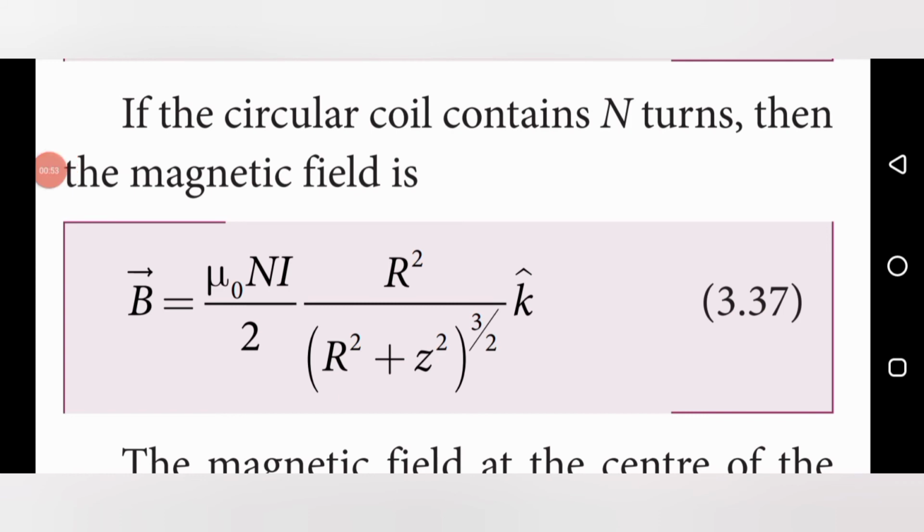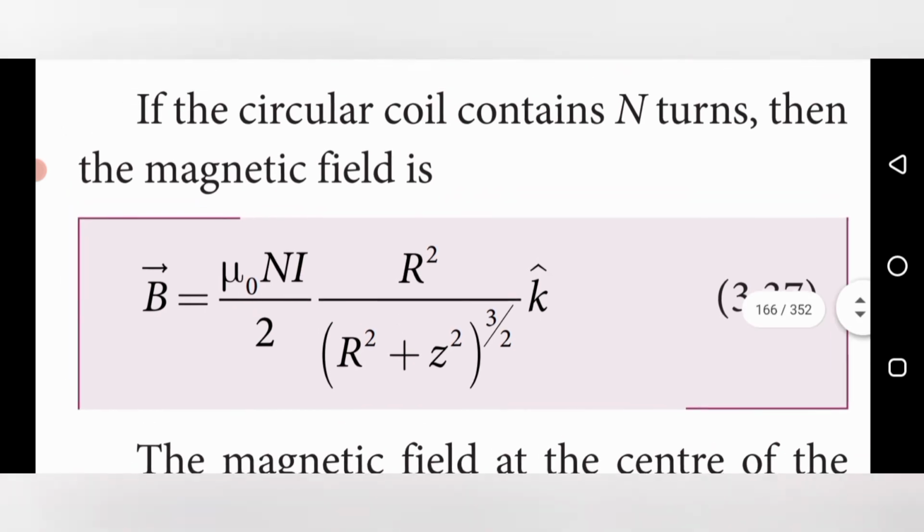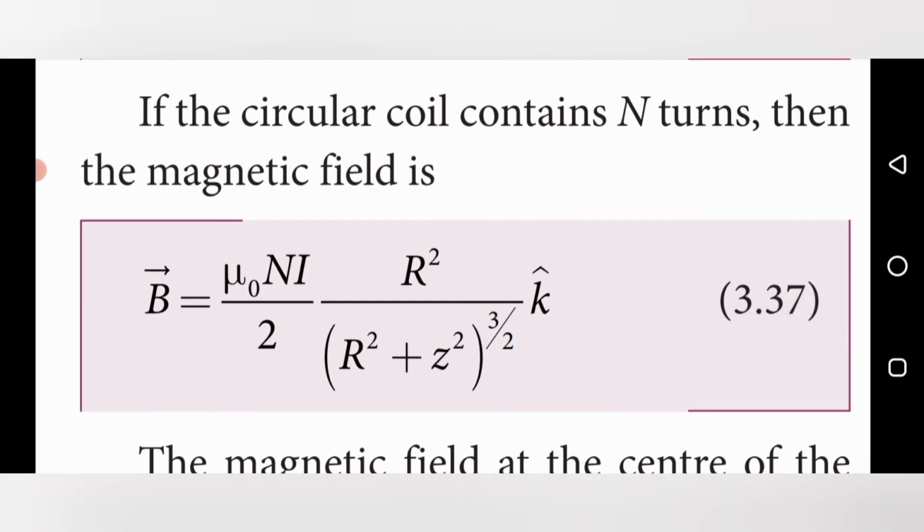B vector is equal to mu naught N I divided by 2 into R square by R square plus Z square the whole power 3 by 2 K cap. This is the expression we already saw in the last video. Today we are going to see the continuation of this expression. Just remember this expression in your mind, we will find the current loop as a magnetic dipole.